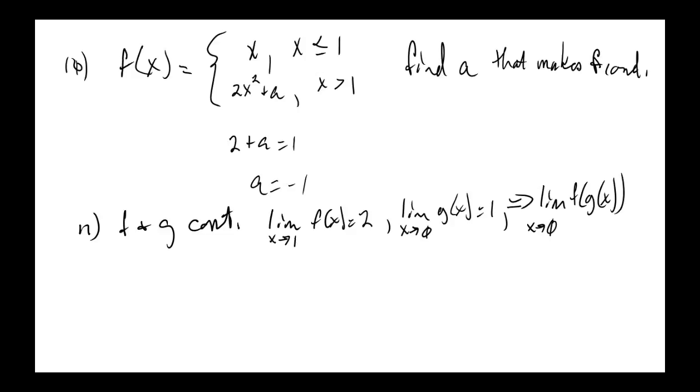So 2 times 1 would be 2 plus a. We want that to equal the same thing it was, which is negative 1. So a is -1. Perfect. Okay, that makes sense. These two just happen to be really easy.